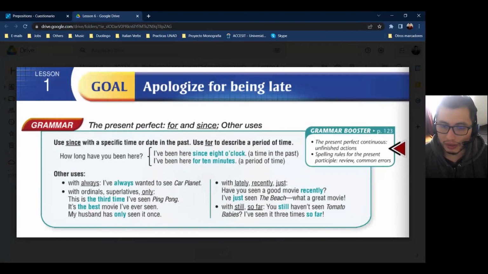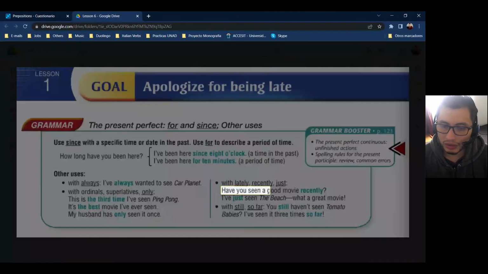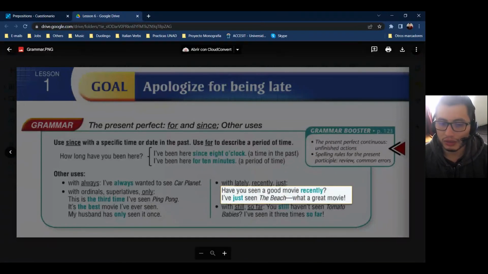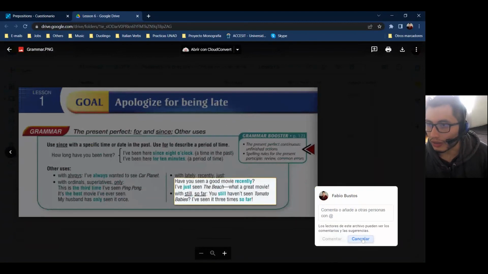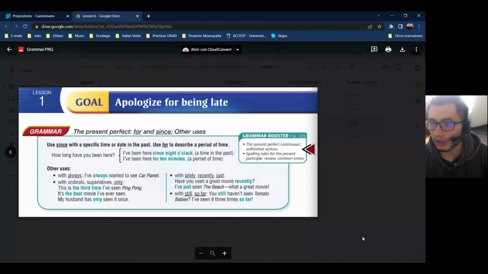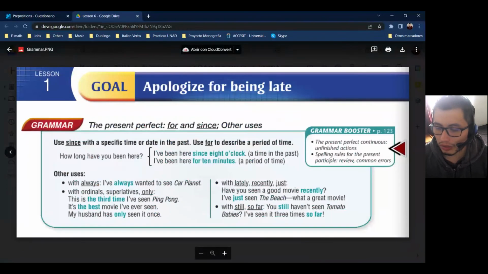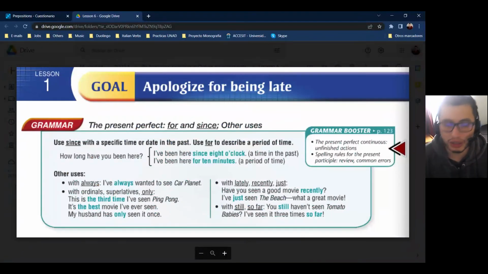Okay, with lately, recently, and just. Have you seen a good movie recently? Answer: I've just seen The Beach. What a great movie. With still and so far. You still haven't seen Tomato Babies. I've seen it 3 times so far. Okay, guys. So let's focus on this because these expressions are very popular and they are very important for you if you want to have a very good English level.